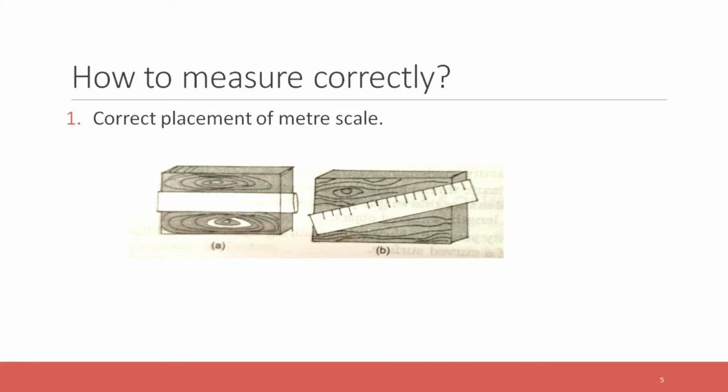Suppose you have to measure the length of this block. You have to keep your scale parallel to the length of this block. If you keep your scale in this way, then your measurement will be wrong. So this is the correct position of the scale and this is the wrong position. The thing that you are measuring, your scale should be in the same alignment with that length. Or if you are measuring the breadth, your scale should be parallel with the breadth.